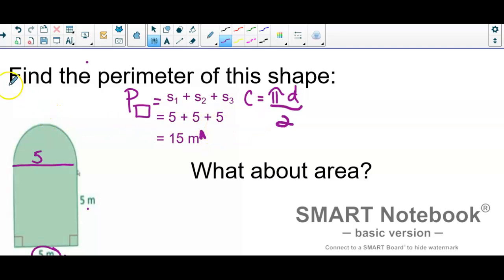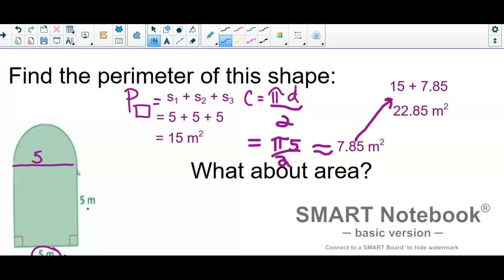Pretend it's not there. So my circumference of my semicircle, I need to use pi times d. What's d? 5. Divided by 2 because it's a semicircle, not a whole circle. So I do pi times 5 divided by 2. That's approximately 7.85. Now I'm going to take these two things and I'm going to add them together.